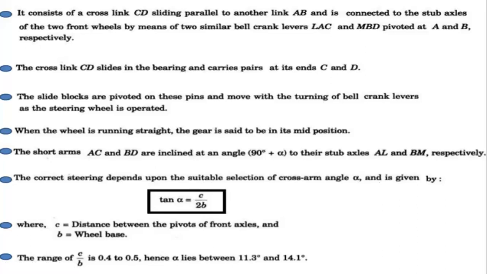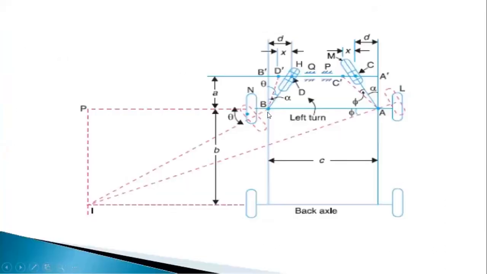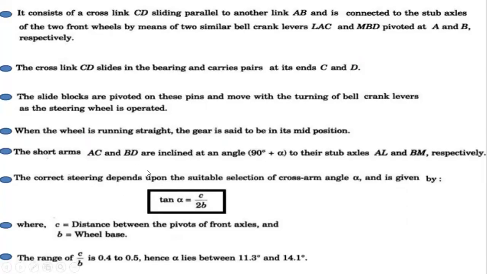So this is the value for the correct position of angle of the steering gear mechanism, that is tan alpha is equal to C by 2B, where C is equal to the distance between the pivots of front axles and B is equal to the wheelbase. So C is taken as the front axle distance, and the distance between the two axles is taken as B. That is called the wheelbase. It is taken as C by 2B.